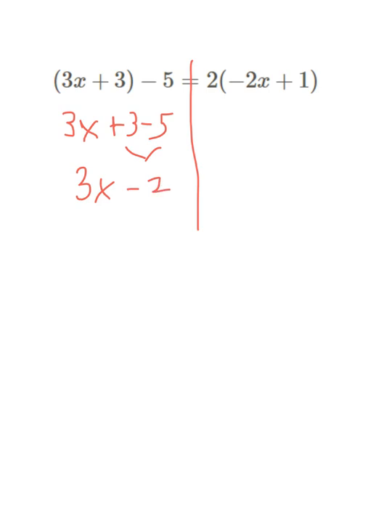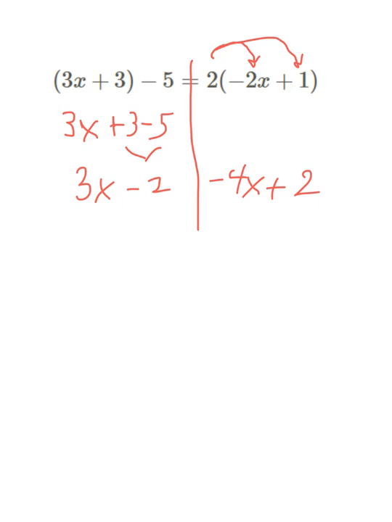On the right-hand side, though, I do have parentheses here, and there is a number on the outside, so I do need the parentheses, and I do need to distribute. So 2 times negative 2x is negative 4x, and 2 times 1 is 2. Now I have all like terms combined. I cannot combine anything on the left-hand side, and I cannot combine anything on the right-hand side. So what I'm ready to do next is solve.